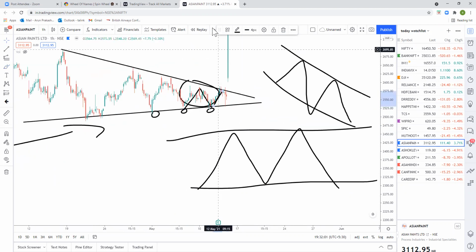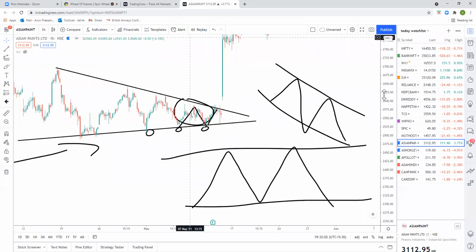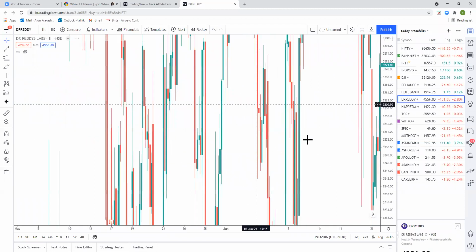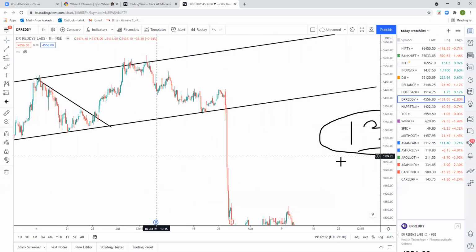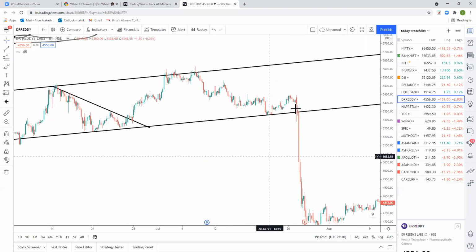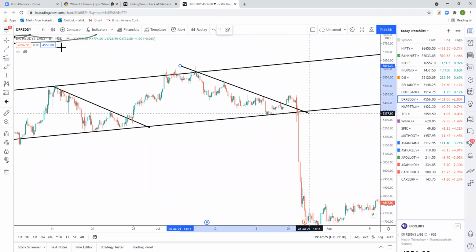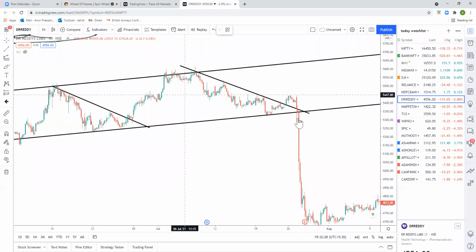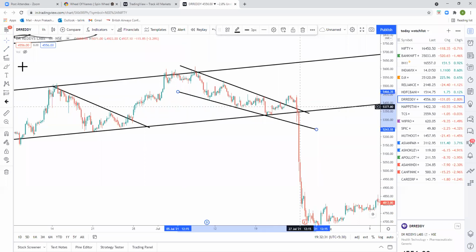And can you go to Dr. Reddy? Yeah, there's a recent fall from the channel. Before the fall, there was a falling channel, and in that channel itself, see, a kind of false breakout. This is a stock which fell because of results, bro. So from these 2-3 days itself, we avoided Dr. Reddy.